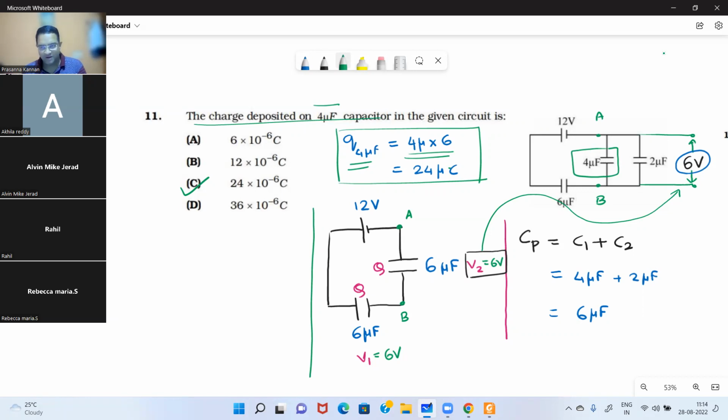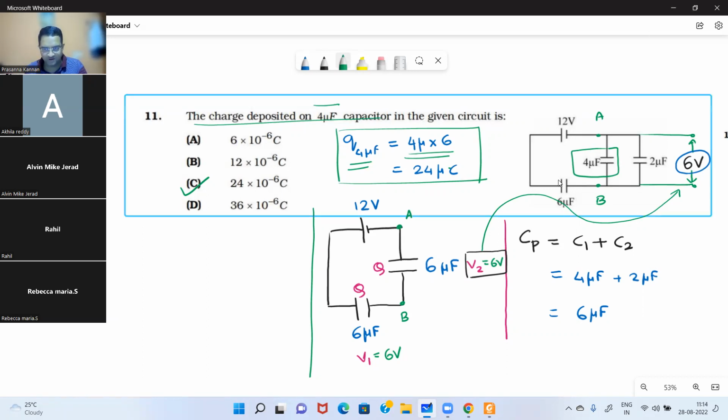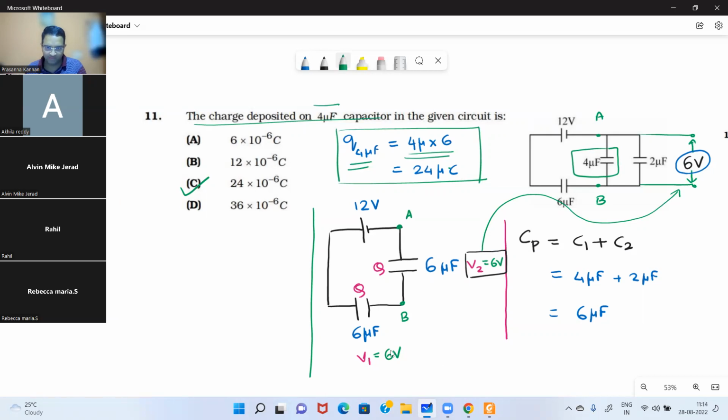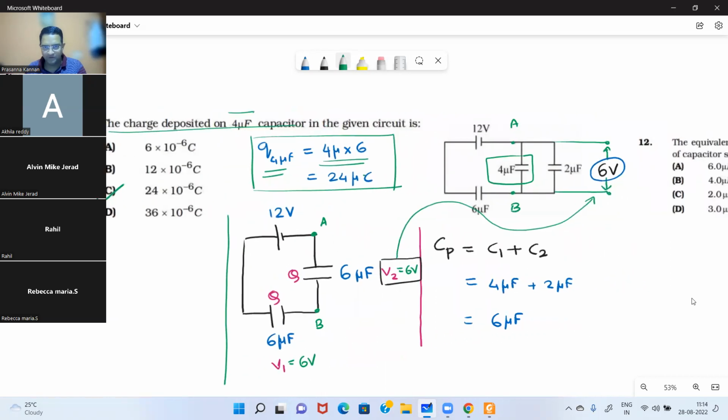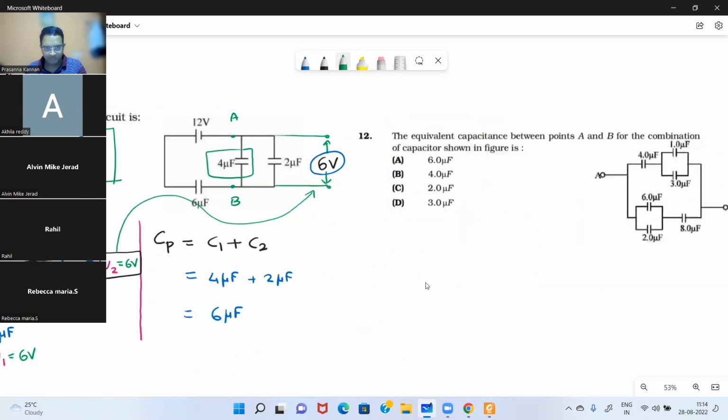12 microcoulomb, exactly, right? That is 2 into 6, perfect. What will be the charge on the 6 microfarad, which is here? 36. 36, exactly, 6 multiplied by 6, perfect. So I hope that is clear to you all. We'll move to the next question.